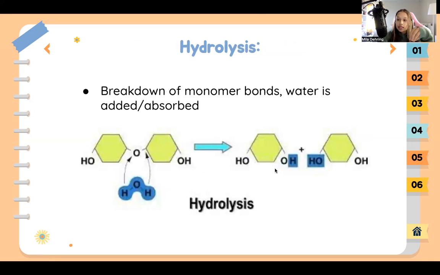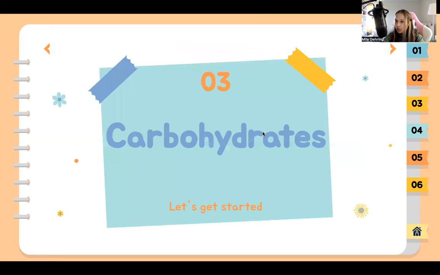Hydrolysis is going to be the breaking down of these bonds, from these polymers, and that is going to make water added. When you add water, it's going to connect to the oxygens, and thus you're going to have your hydroxyls back together, and your bonds are going to break and monomers are going to be back there.